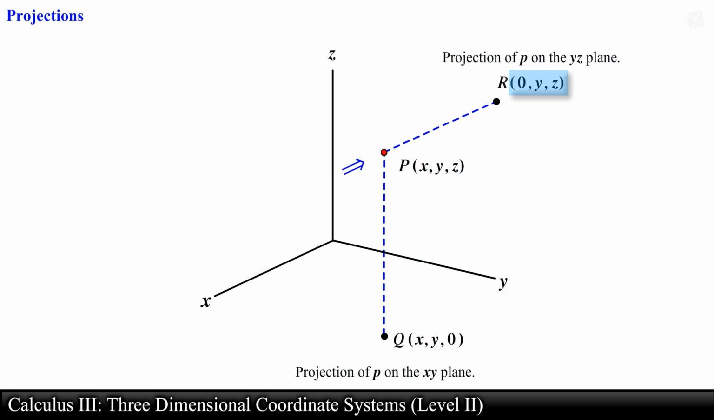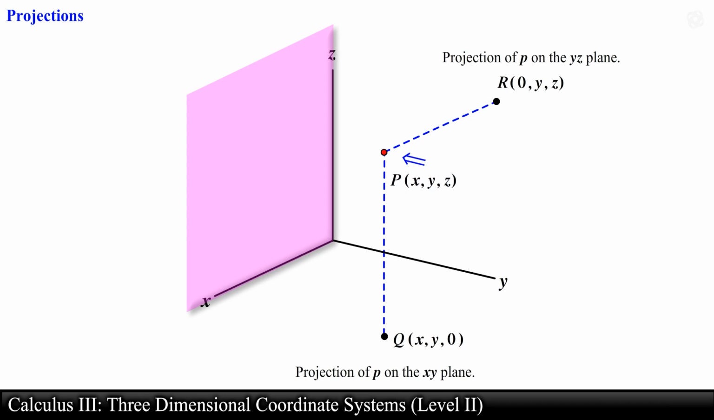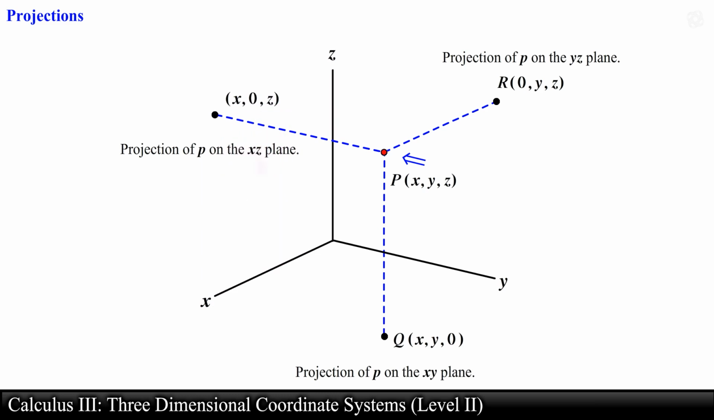Lastly, if I were to look at point P from the first octant facing towards the xz plane, and I shine a light at point P, it will cast a shadow directly across point P. This is the projection of point P on the xz plane, and has the same x and z coordinates as point P, but has a y coordinate of 0. The equation of the xz plane is y equals 0, so every point on this plane has 0 as its y coordinate. Let's denote the projection of P on the xz plane as point S, and it will have coordinates x, 0, and z.